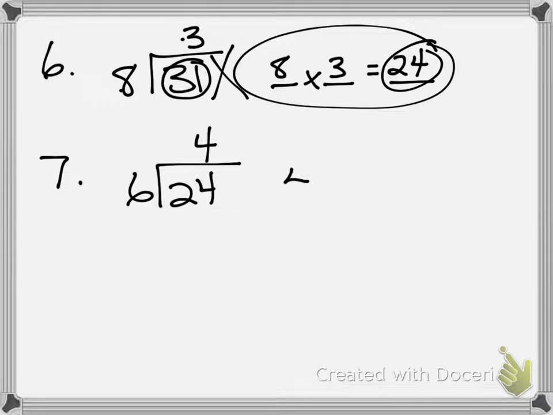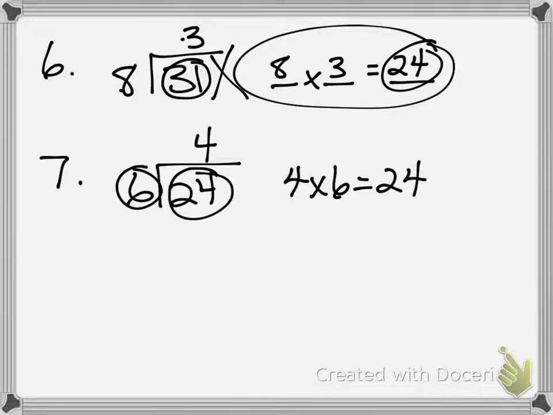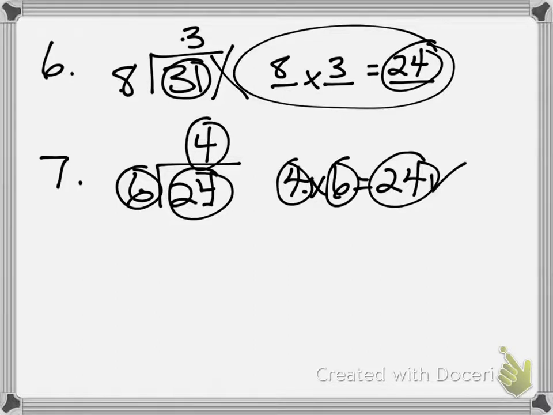So think about your times tables. 4 times 6 equals 24. So if 4 times 6 is 24, that means 24 divided by 6 is 4. Look at that. These are all members of the same fact family. We have 24, we have 6, and we have 4. All these numbers are related. This is a true statement. So 4 times 6 is 24. That is true. 24 divided by 6 is 4. So this is a true statement. We're going to put a check mark beside that.